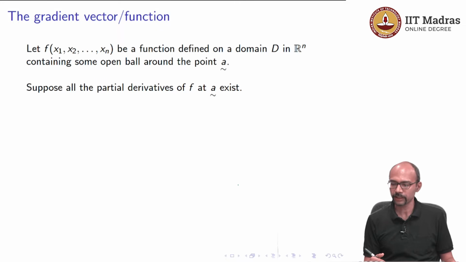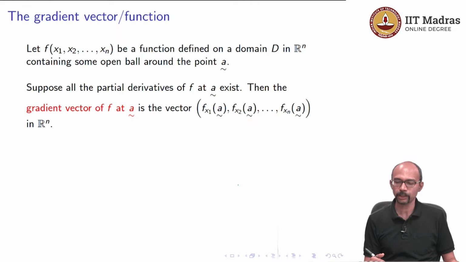Suppose all the partial derivatives of f at A tilde exist. Then the gradient vector of f at A tilde is the vector where in the first coordinate you put the partial derivative with respect to x1 at A tilde, in the second coordinate you put the partial derivative with respect to x2 at A tilde, and in the ith coordinate in general you put the partial derivative with respect to xi evaluated at A tilde, and you form the corresponding vector. So, this is a vector in Rn, it has n coordinates.